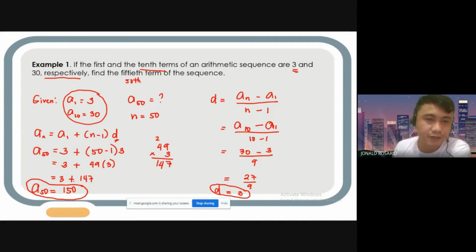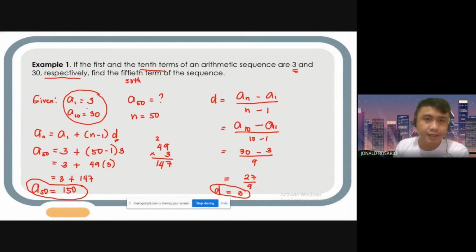So, ganun po yun. Okay? That's how to solve for our nth term. Okay? So, ito, meron pa tayong medyo kailangan hanapin, the common difference. Pagka-solve na natin ng common difference, diretso na tayo dun sa ating formula for the nth term. Okay? That's example number 1.